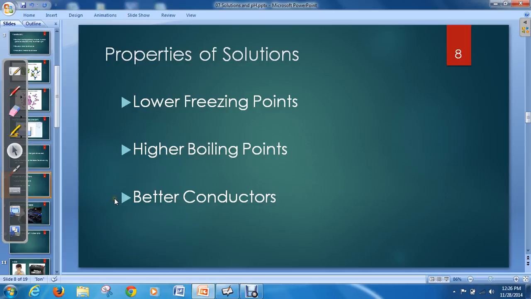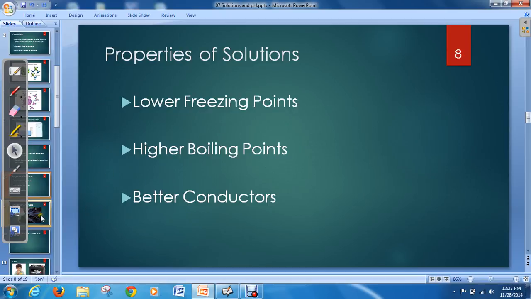And then the last thing is it makes it a better conductor. So if you have a light bulb circuit wired through salt water and one that's wired through regular water, the light bulb that is through the salt water will actually shine brighter, because the salt makes it a better conductor. This isn't always the case, but for most solutions, we can expect these three things to occur.